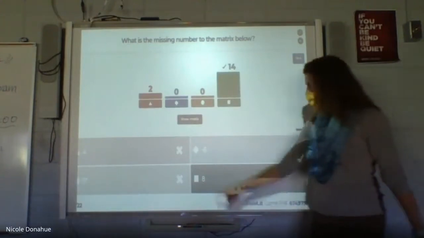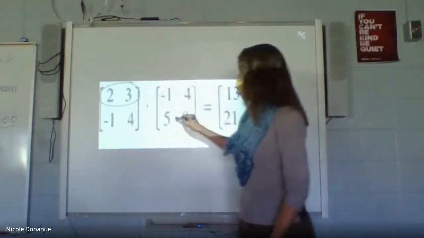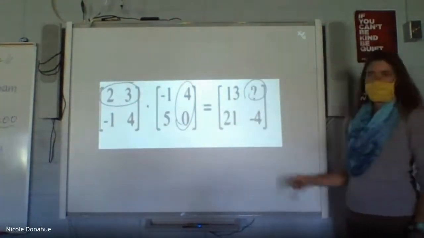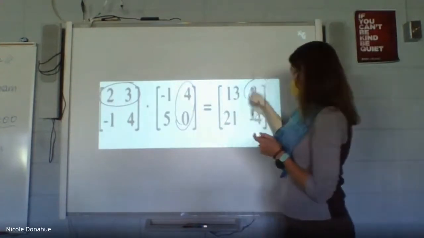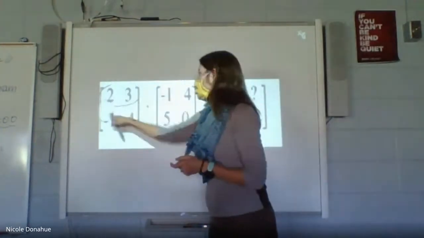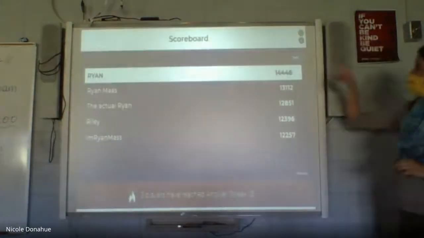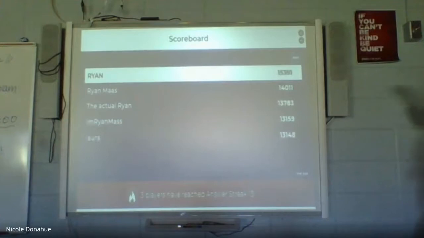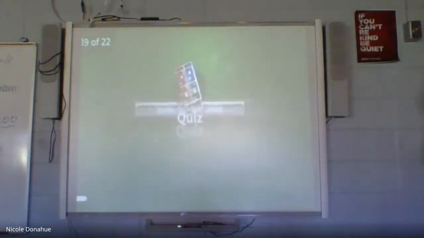10. Alright, so this one, we want you to check this row by this column gives you that spot. So 2 times 4 and then 3 times 0. It's on four. All right, let's go.